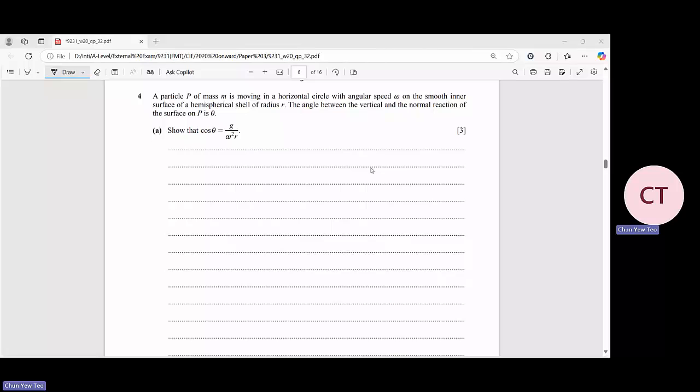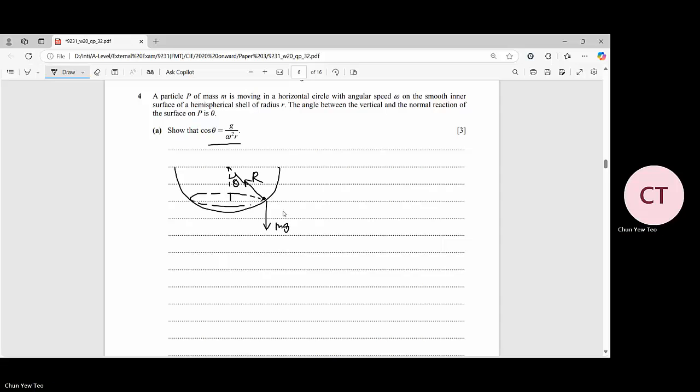A particle P moves in a horizontal circle with the angular speed omega on the smooth inner surface of a hemispherical shell of radius r. The angle between the vertical and the normal reaction of the surface on P is theta. Show that cos theta is equal to g over omega square r. So this is the diagram, the center. You are having the P over here. This is the normal contact R, this is your mg. And you're moving in the horizontal circle here, and you are making this theta. This is the particle P.